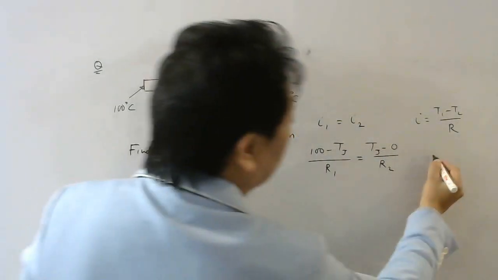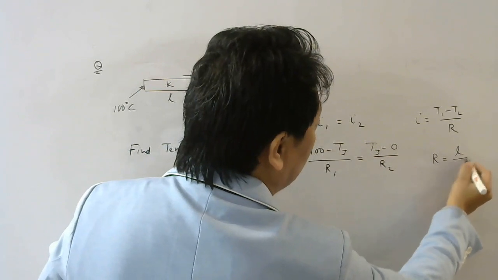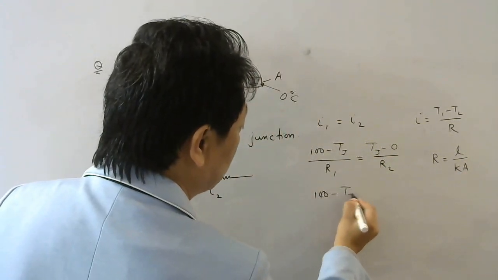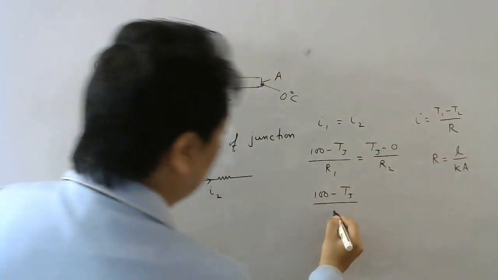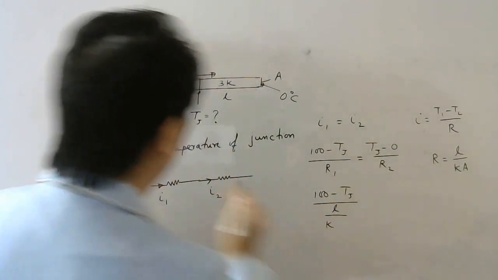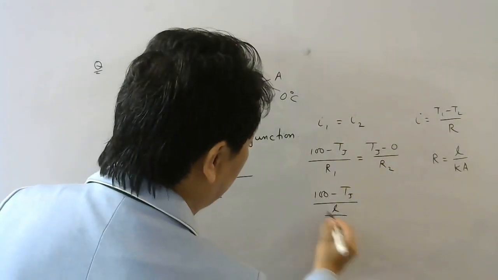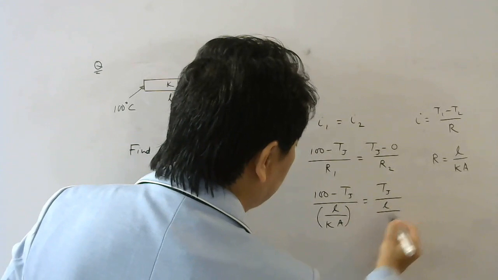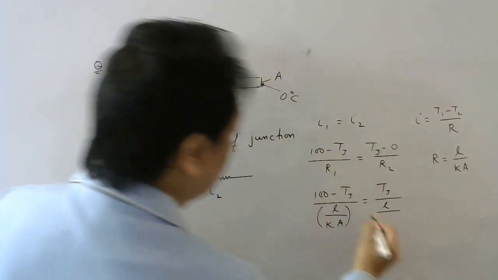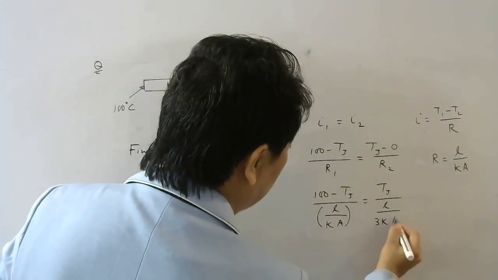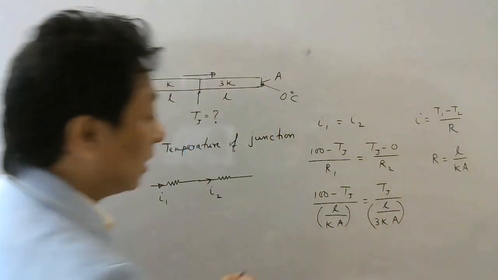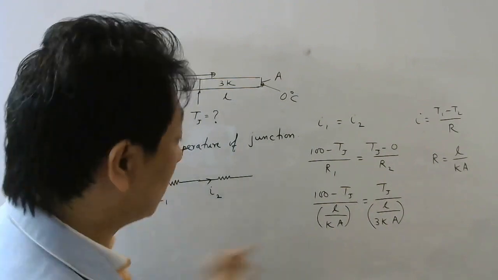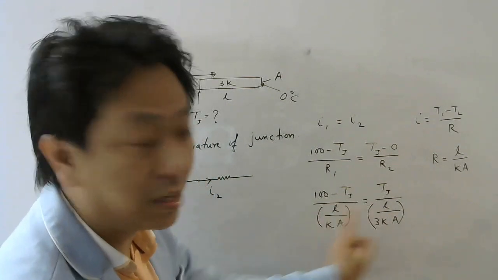Now what was the formula for resistance? Thermal resistance is L by KA. So this will be (100 minus Tj) divided by L over K A, where length is L, thermal conductivity of this rod is K, and area is A. This equals Tj divided by L over 3K A, where thermal conductivity of the second rod is 3K and area is A. Now if the lengths were mentioned different, then write L1, L2. But here lengths are given same, so write L.